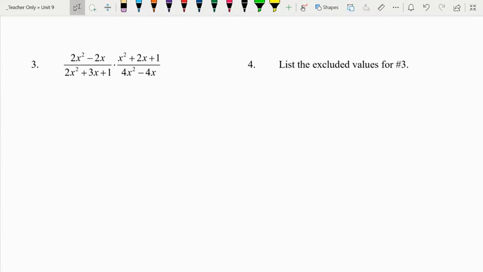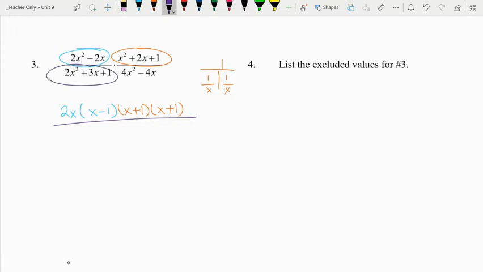So now we have number 3. For number 3, on the top left, we can take out a GCF of 2x, and we're left with x minus 1. On the top right, we would t-chart. First times last is 1, so it would have to be 1 and 1 to add to 2. So we have x plus 1 and x plus 1.